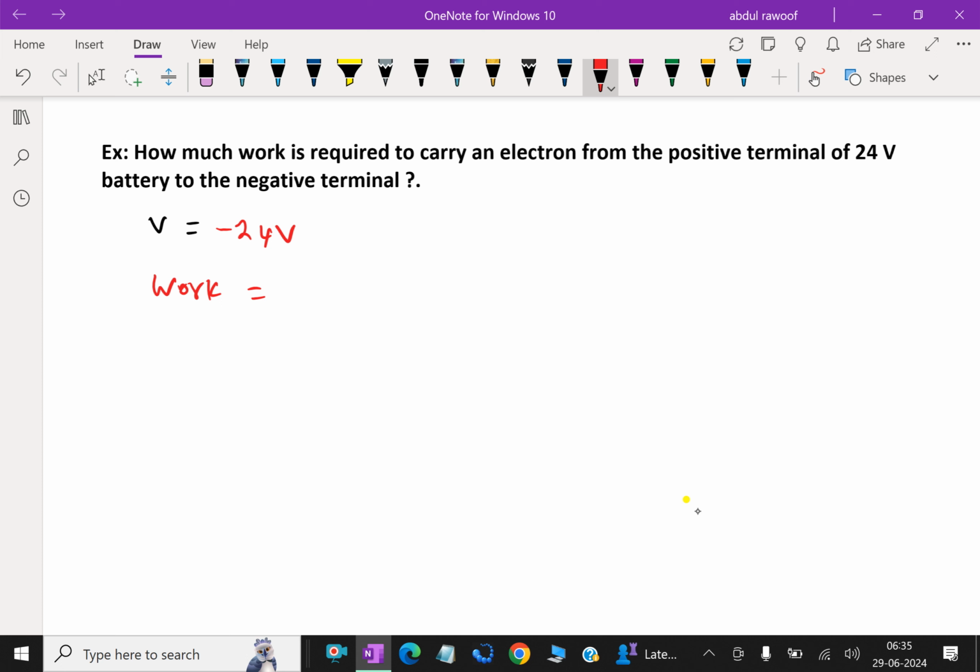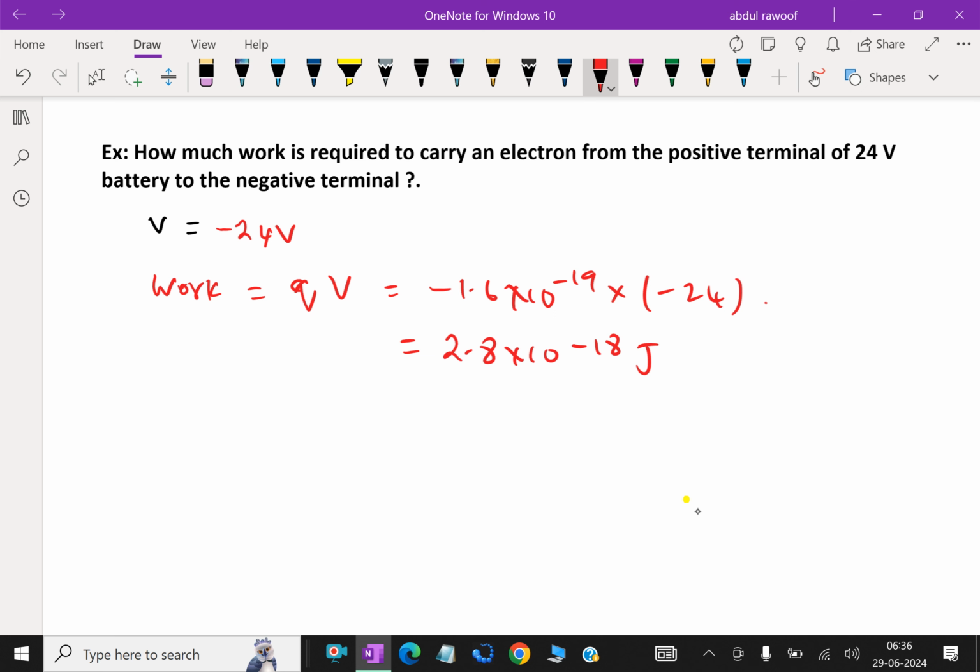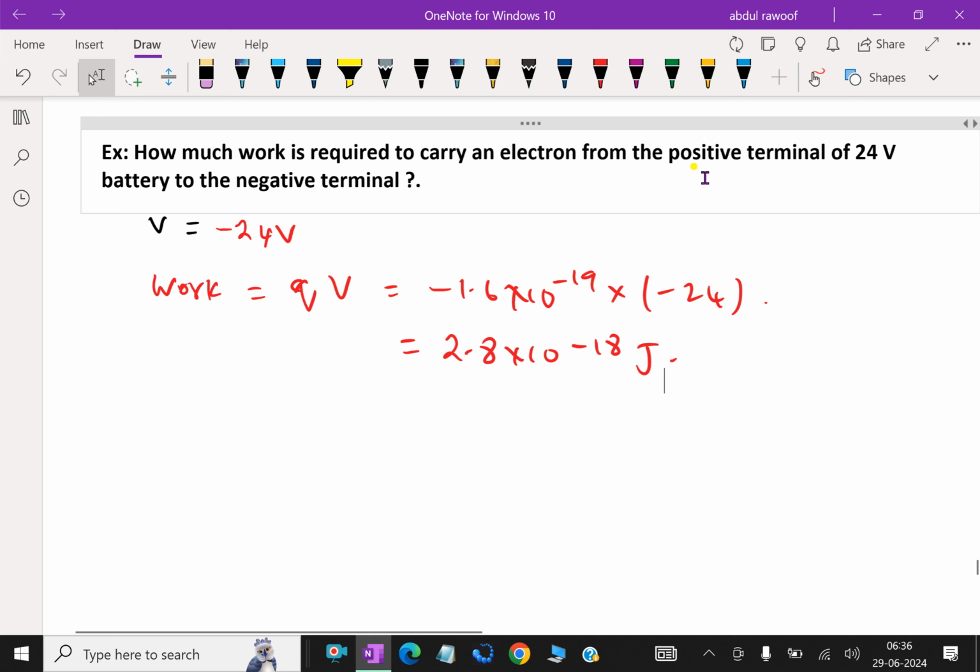Work required is W = QV. Q is the charge of one electron, that is minus 1.6 into 10 power minus 19, into minus 24, which gives 3.84 into 10 power minus 18 joule of work required to carry one electron from the positive terminal to the negative terminal of a 24-volt battery.